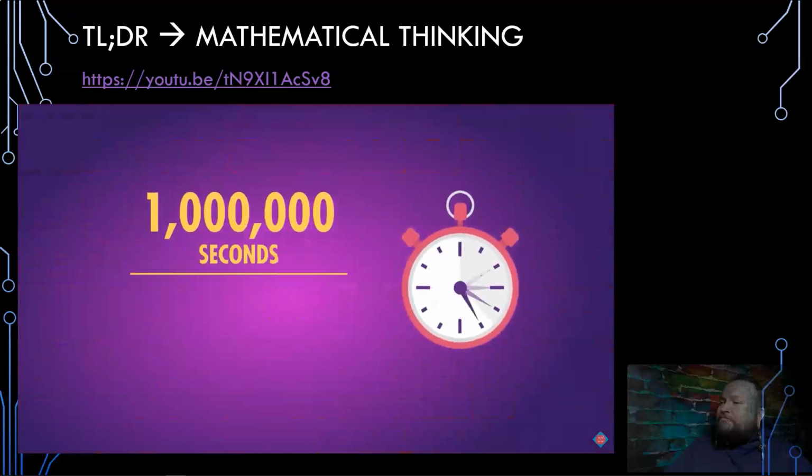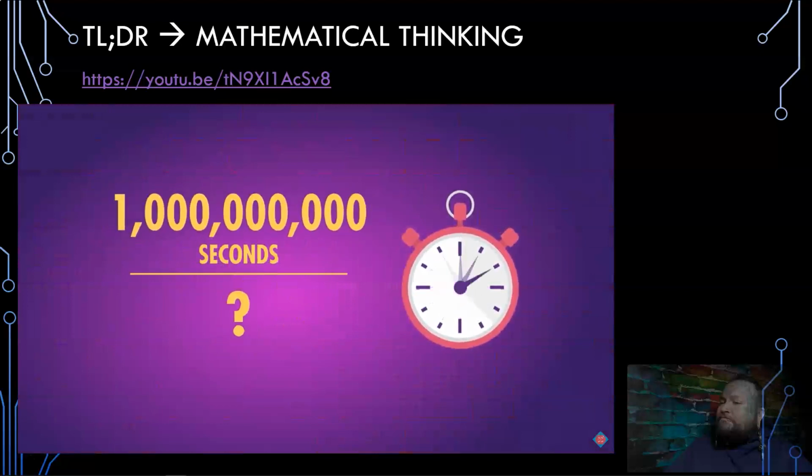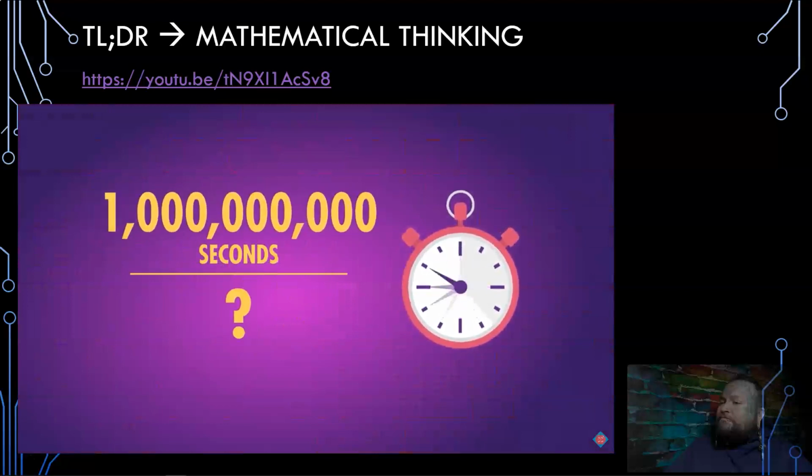1,000,000 seconds is a little less than 12 days. But what about 1,000,000,000 seconds? Do you think you are 1,000,000,000 seconds old? Well, are you older than 32? It takes 32 years for 1,000,000,000 seconds to pass.